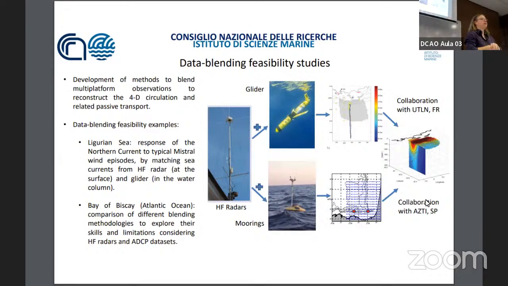Other data blending feasibility studies are, for example, the combination of remote observation such as HF radar with glider transects within the HF radar itself, or with the mooring measurements placed inside the HF radar. One example was based in the Ligurian Sea in order to study the response of the northern current, that is the main current flowing along the coast of the northwestern Mediterranean Sea, to typical Mistral wind episodes. And the other example is based in the Bay of Biscay, where we compare different blending methods in order to explore what was the best approach to combine HF radar and mooring data.